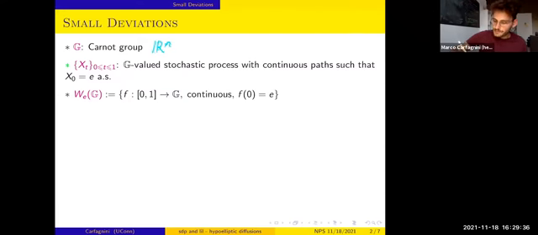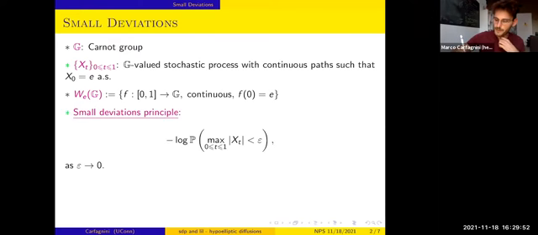And then, the usual way we define the Wiener space on Rn, we define a Wiener space over a Carnot group simply by taking the set of continuous functions that start at the origin. With this kind of setup, what do we mean by a small deviation principle? We are basically interested in the following asymptotic. We take our process X. Again, if you're on Rn, this is just the Euclidean norm. If it's in a Carnot group, there's a notion of homogeneous norm, but it's pretty much the same thing.